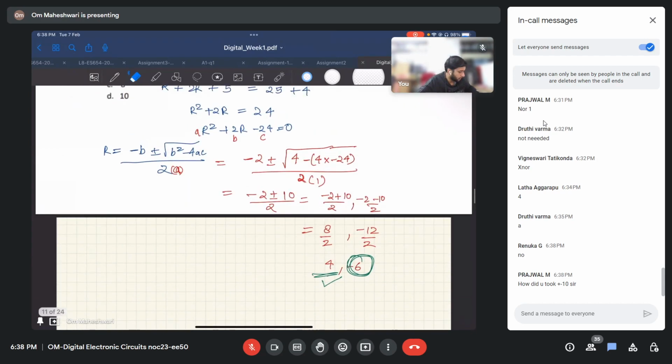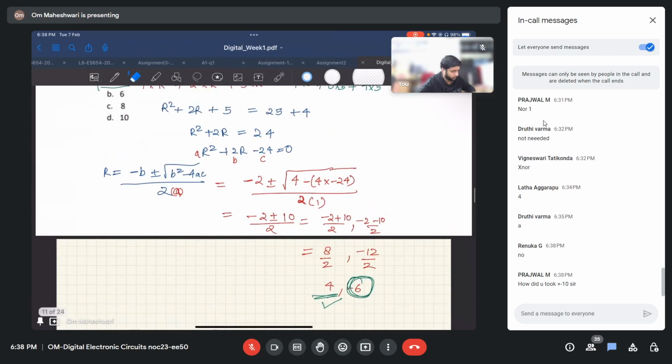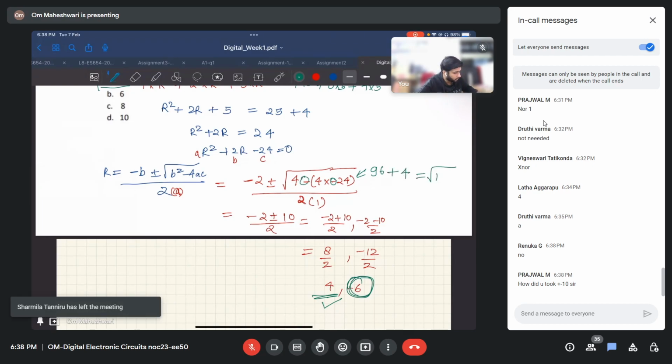Okay, how did I take plus minus 10? So 4 into 24 is what? 96. This minus and minus will become plus, so 96 plus 4, under root 100. Under root 100 is 10. Is it clear, Prajwal?